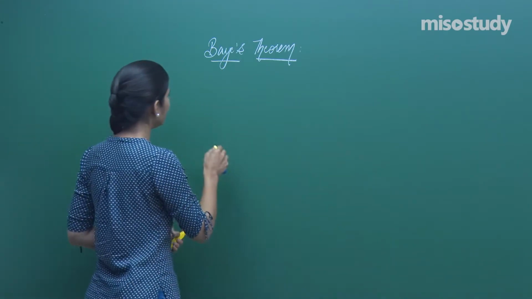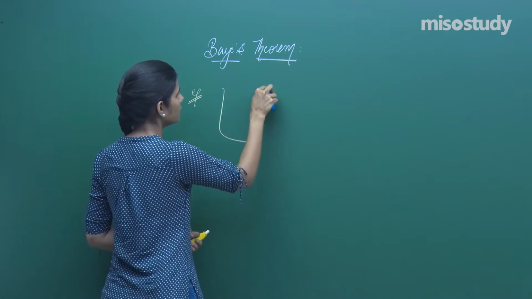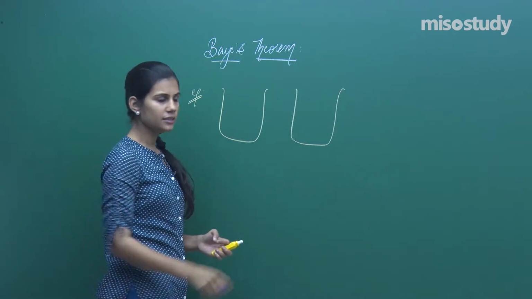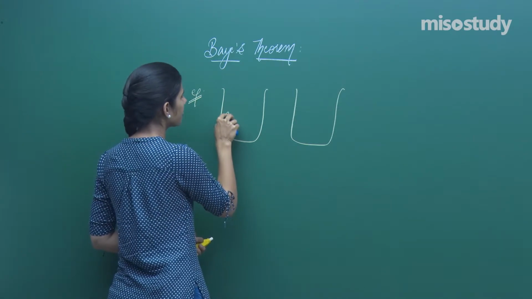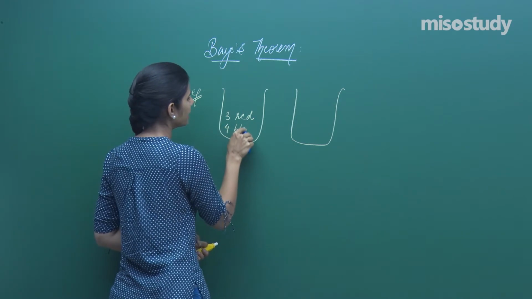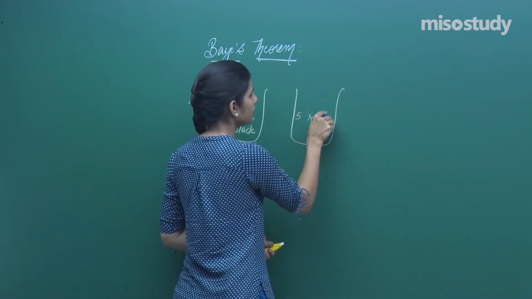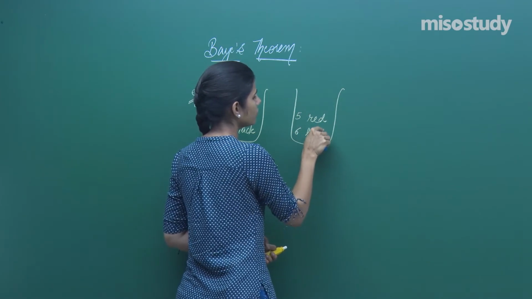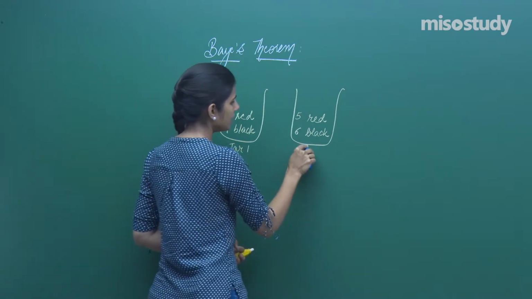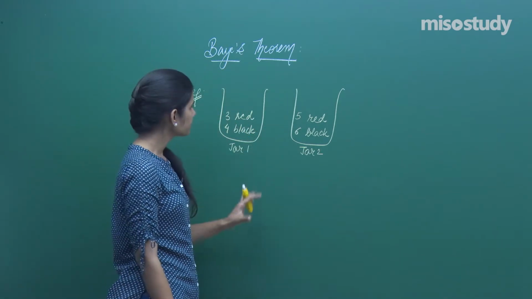For example, you have two jars with you, okay? Try to understand the problem very nicely. Here you have 3 red balls and 4 black balls, fine. Here you have 5 red balls and 6 black balls. Say this is jar 1 and say this is jar 2. Try to understand the problem now.